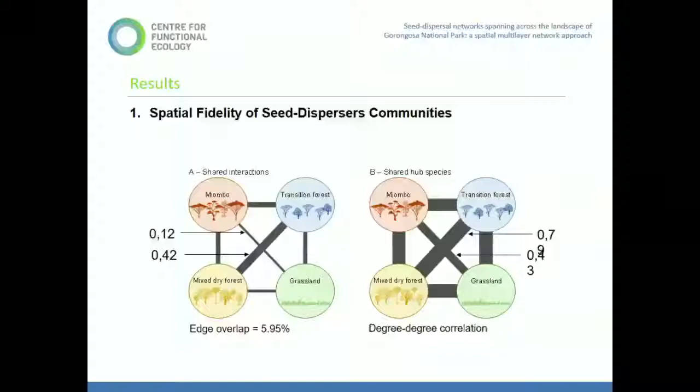If we look at the shared hub species, the hub species are the ones that have a higher degree, so they were dispersing more species in the different habitats. So, oops, there was a bit of a problem with formatting, but basically the same pattern holds. Mixed dry forest and transition forests are more similar, and then Miombo and grasslands are quite divergent in terms of the share of hub species.